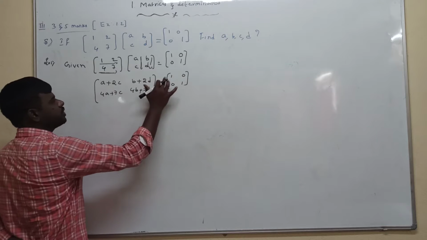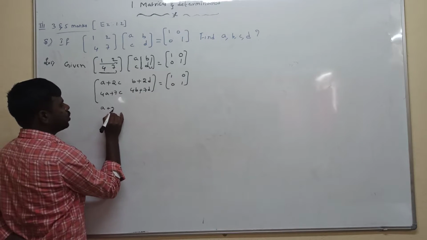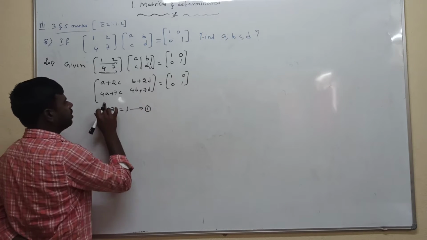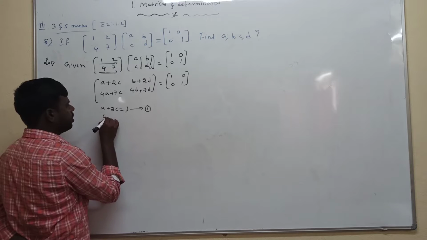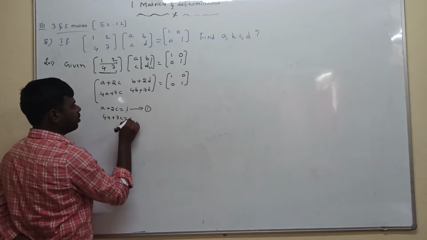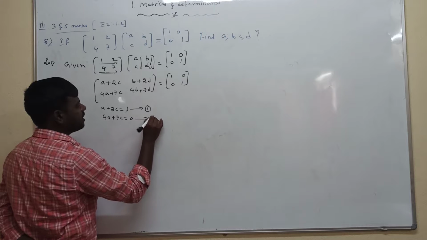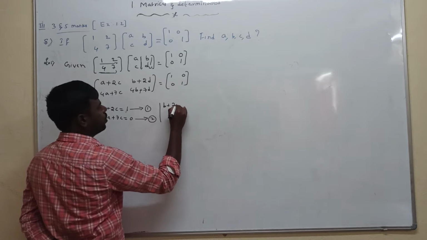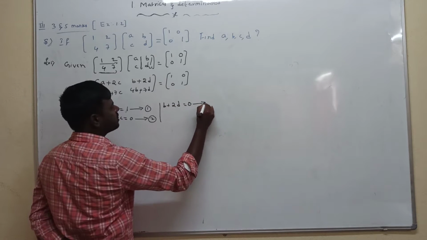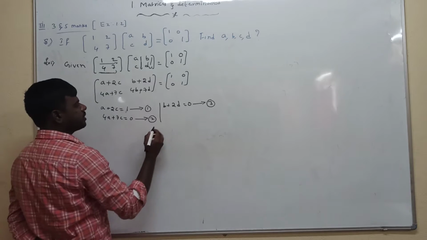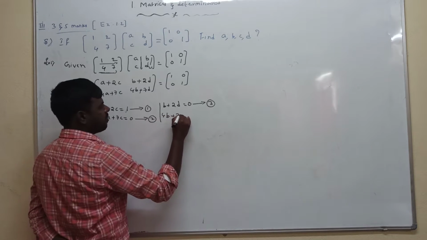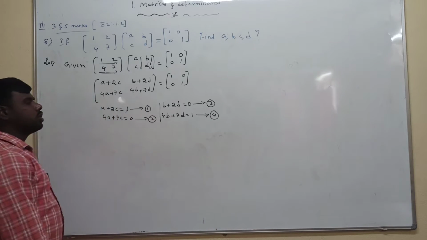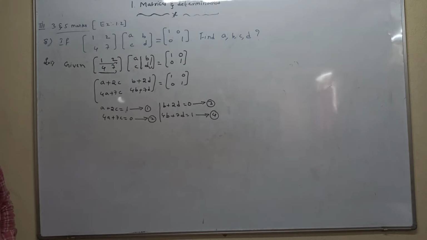Now, whenever two matrices are equal, the corresponding elements are also equal. That's why the first element is equal to the first element: A plus 2C is equal to 1. Consider this equation number 1. Next, 4A plus 7C is equal to 0. Consider this equation number 2. Next, B plus 2D is equal to 0. Consider this equation number 3. Next, 4B plus 7D is equal to 1. Consider this equation number 4. Now, solving these equations, we get the A, B, C, D values.